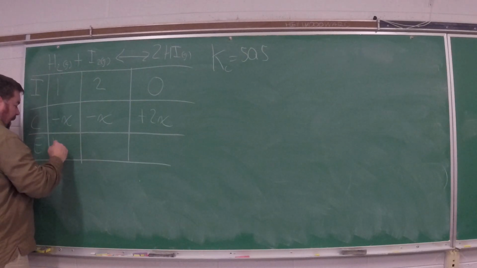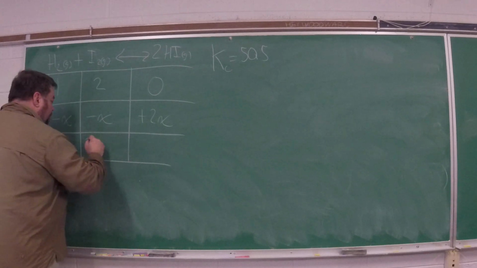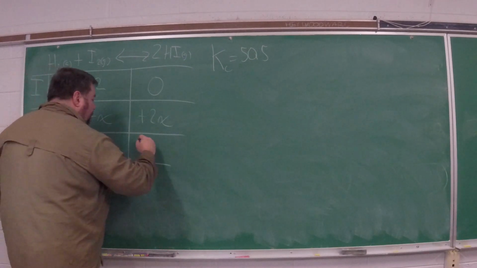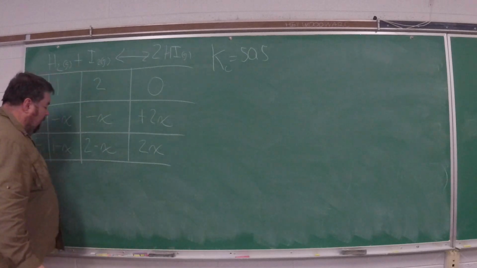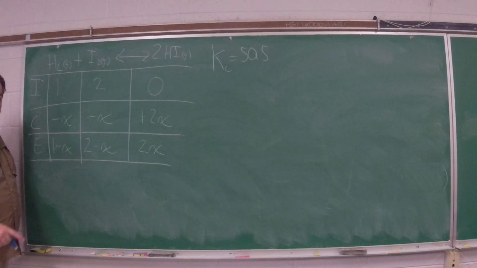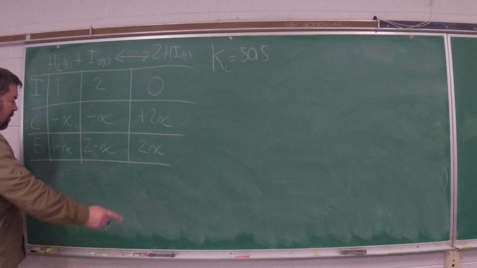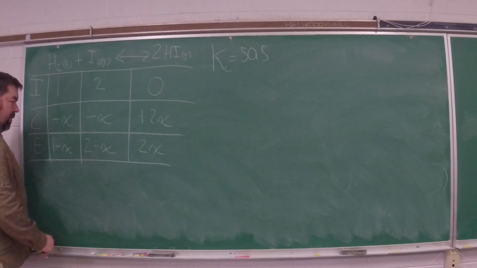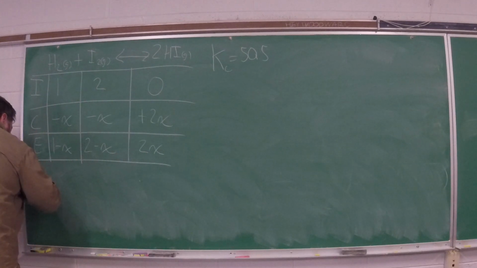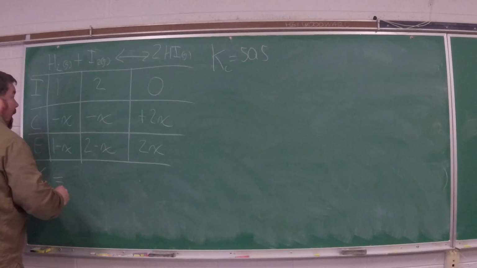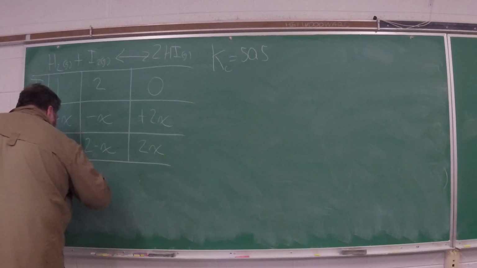Now, we're going to write these down here. What's the equilibrium going to be? 1 minus x, 2 minus x, and 2x. So we're going to put this together using Kc, our equilibrium constant expression, and we're going to solve for x. Once we have x, we can figure out all of these. So let's write out Kc, products over reactants.